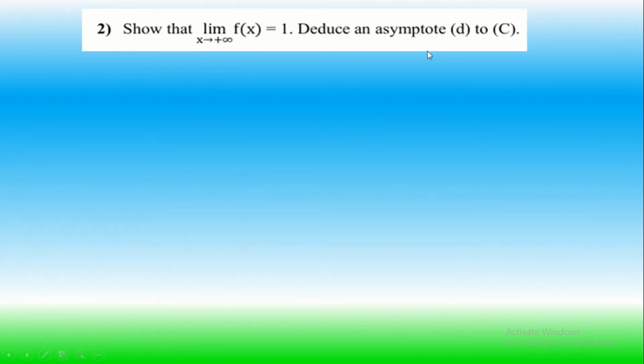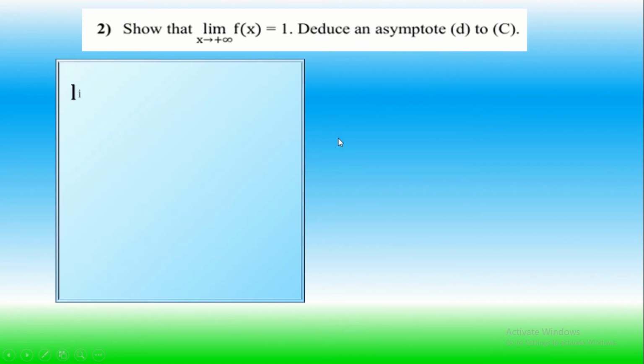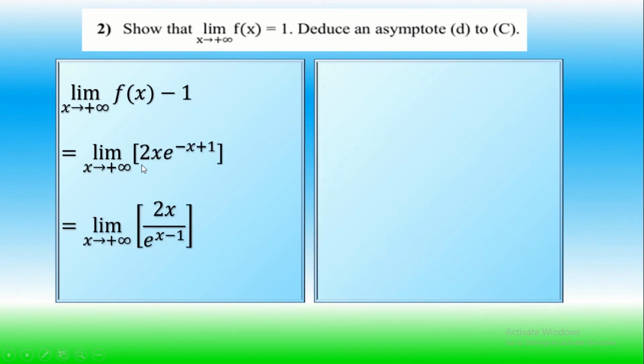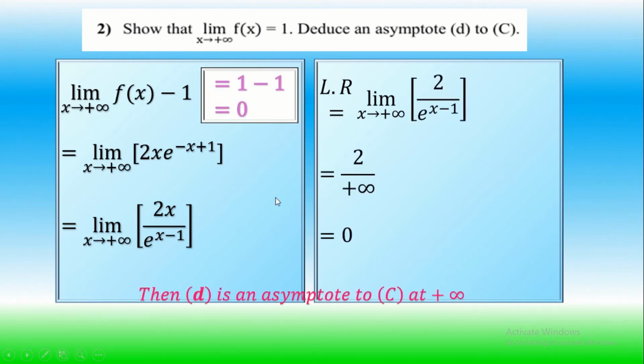Now deduce that d is an asymptote to c. So here we should calculate limit as x tends to plus infinity for f of x minus y d which is 1. Well, if you know something, f of x minus 1 is 2x exponential minus x plus 1, we can apply L'Hôpital's rule as what is explained previously. So it will be 0. Then we can say that d is an asymptote to c.